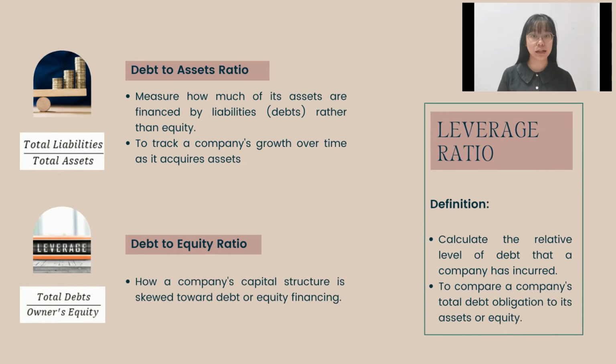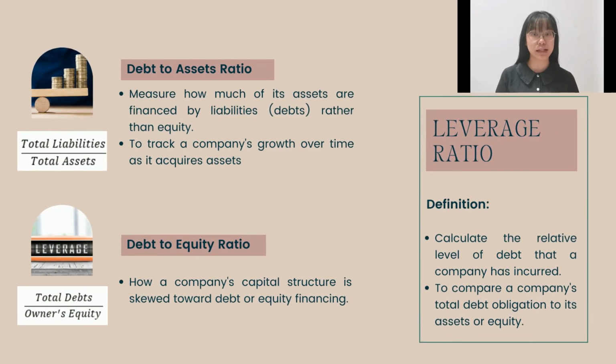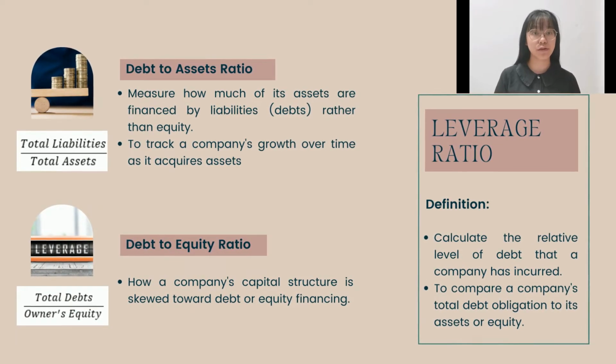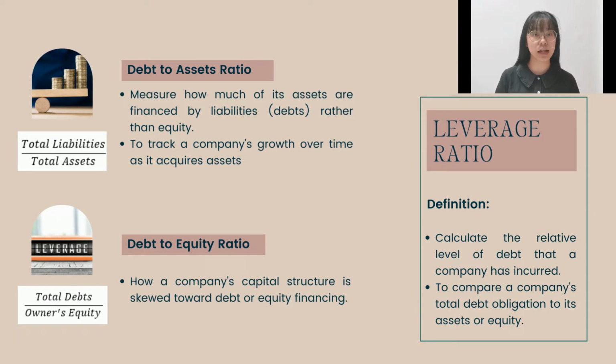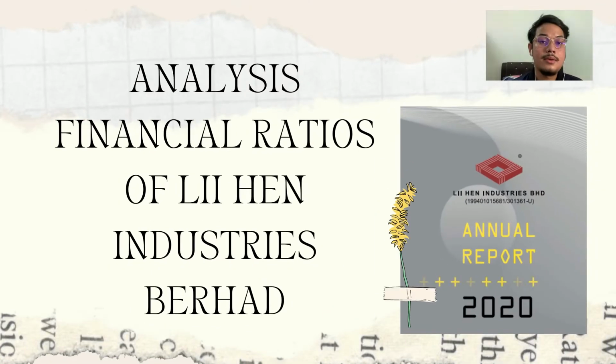Lastly, leverage ratio is to calculate the relative level of debt that a company has incurred. There are 2 ratios included. First is the debt to assets ratio. It's to measure how much of its assets are financed by liabilities rather than equity. Second, debt to equity ratio is to show how a company's capital structure is skewed toward debt or equity financing. Thank you, Mable, for the sharing.